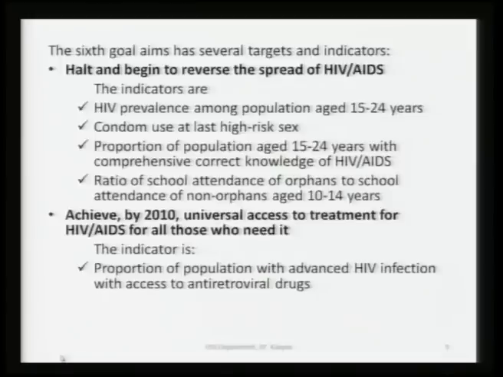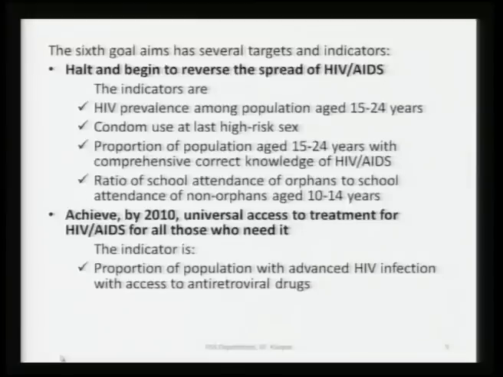Halt and begin to reverse the spread of HIV/AIDS. Halt. In all those countries where the HIV virus has been found, the number of HIV cases is increasing. HIV must be halted, and the spread of HIV/AIDS reversed. This means that the number of new infections should decline, and more and more people are protected against the risk of transmission of HIV from infected persons to uninfected persons.